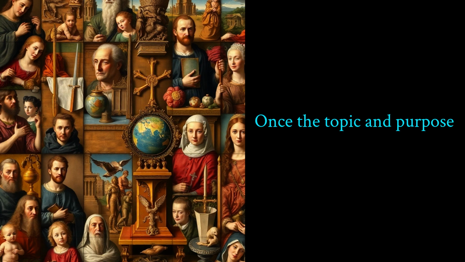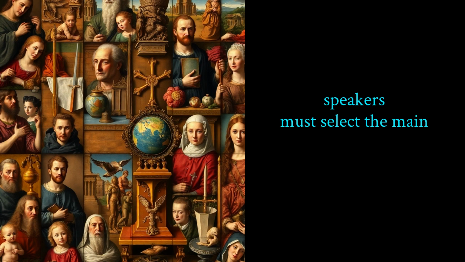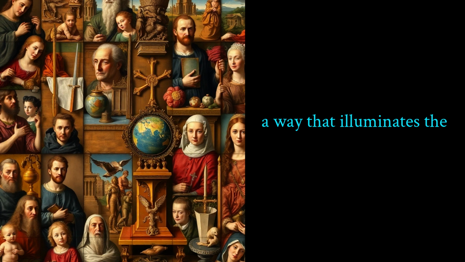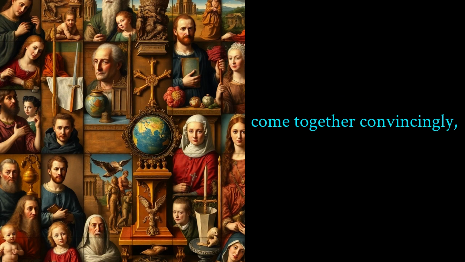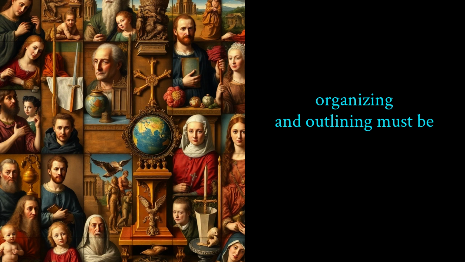Once the topic and purpose have been decided on, a thesis statement can be prepared. After these things are established, speakers must select the main points of their speech, which should be organized in a way that illuminates the speaker's perspective, research agenda, or solution to a problem. In a nutshell, effective public speeches are focused on particular topics and contain one or more main points that are relevant to both the topic and the audience. For all of these components to come together convincingly, organizing and outlining must be done prior to giving a speech.